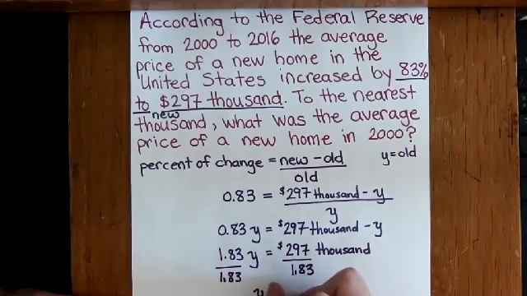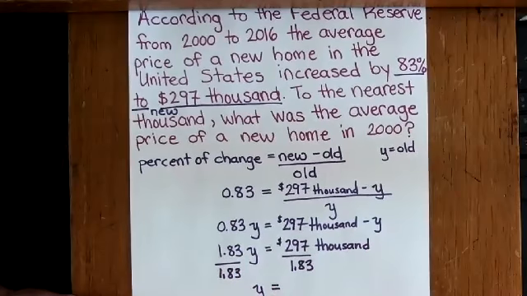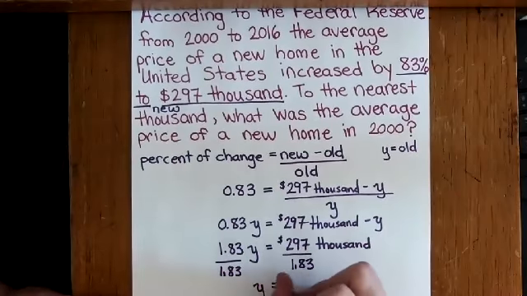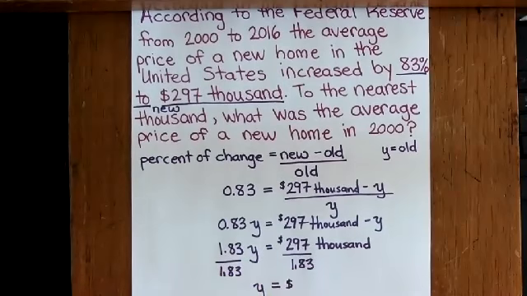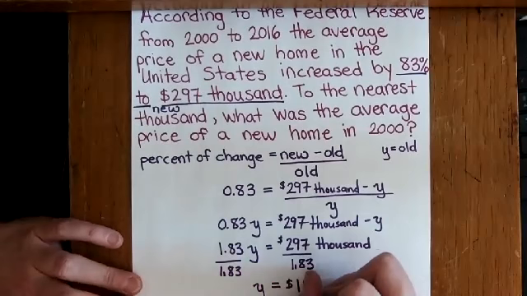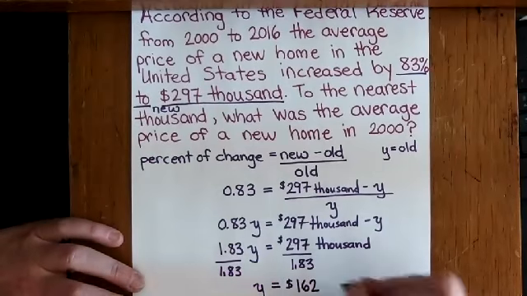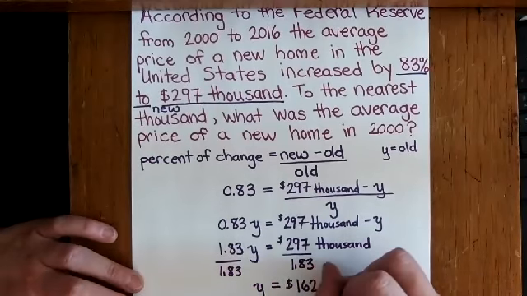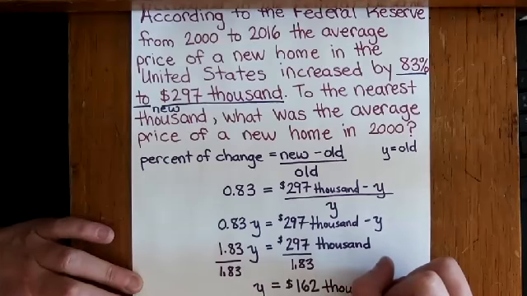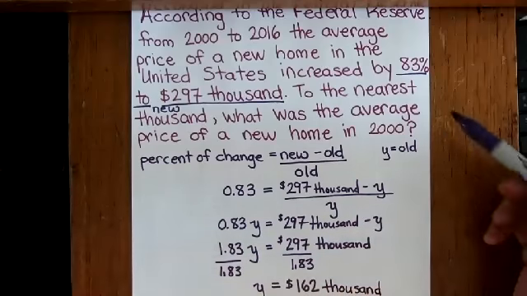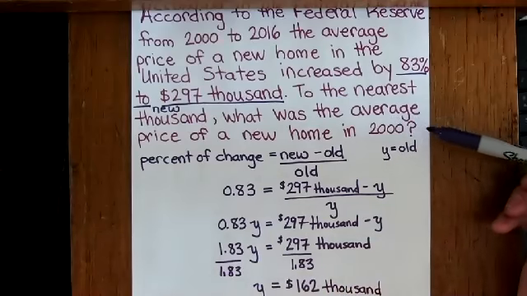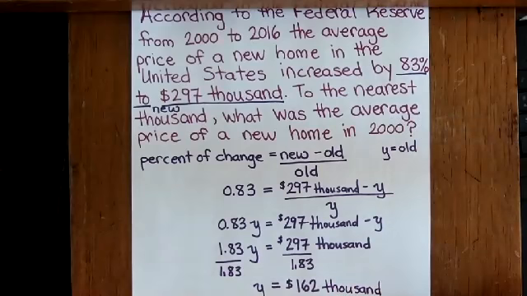So y is, in thousands of dollars, the quantity 297 divided by 1.83, which rounded to the nearest thousand is $162,000. So what was the average price of a new home in the year 2000? The average price of a new home was $162,000.